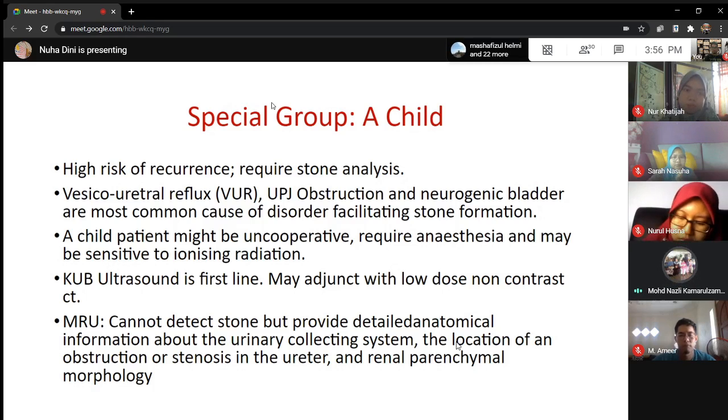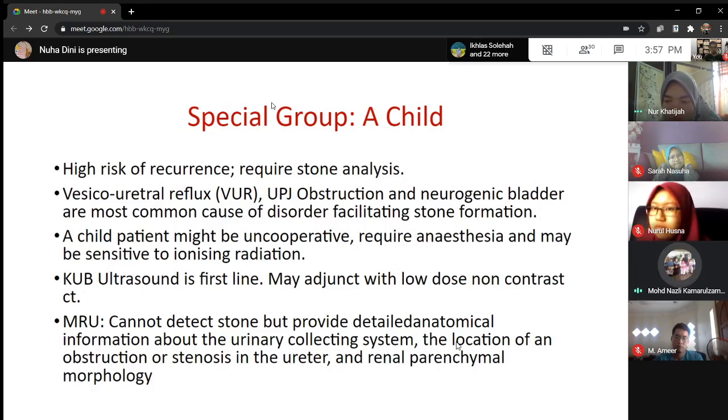Others, I think, have been explained by your colleague. Any other question? Mr., I have a question. Mm-hmm. So, between renal ultrasonography and the kidney ureter bladder radiography, which one is the most preferable imaging for the stones?